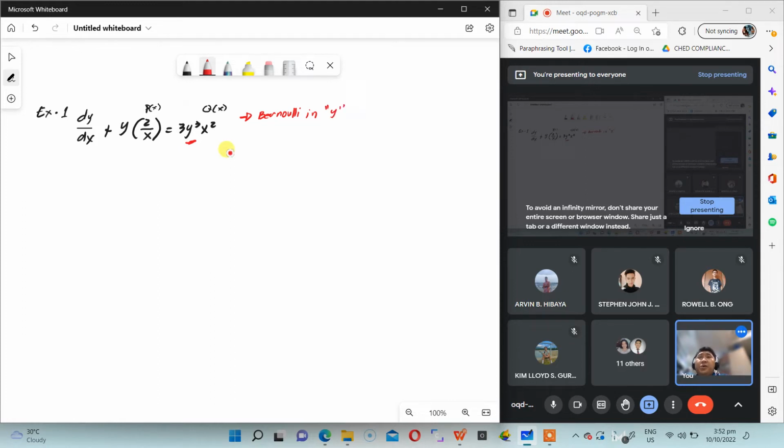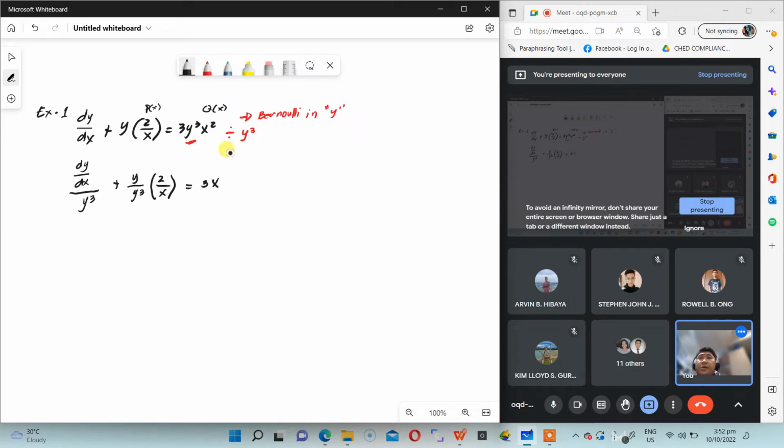So what you need to do is eliminate this so that only x remains: divide it by y cubed. Dividing this by y cubed gives you dy over dx over y cubed, plus y divided by y cubed, so 2 over x, equals 3. The y cubed over y cubed is 1.